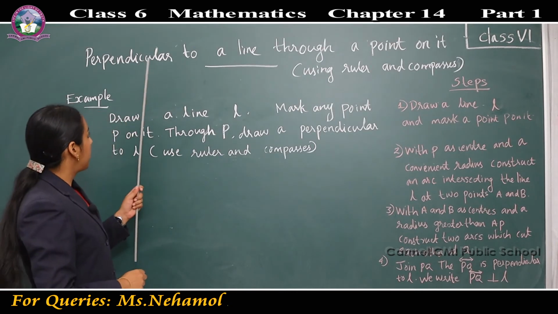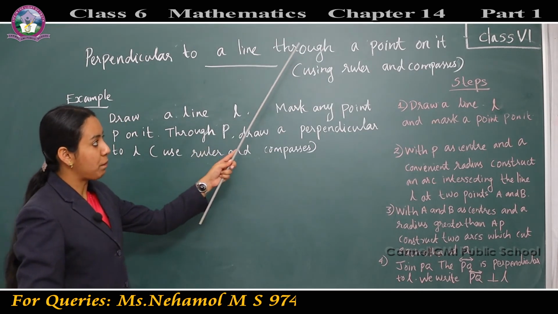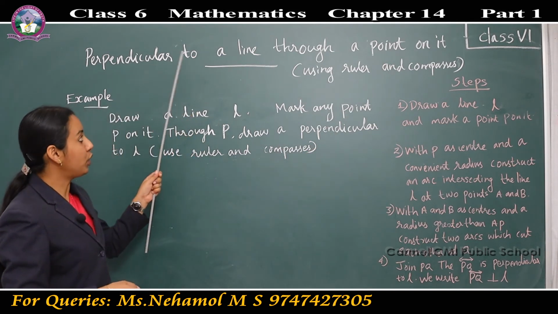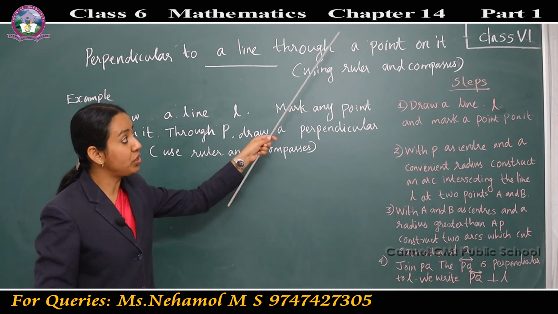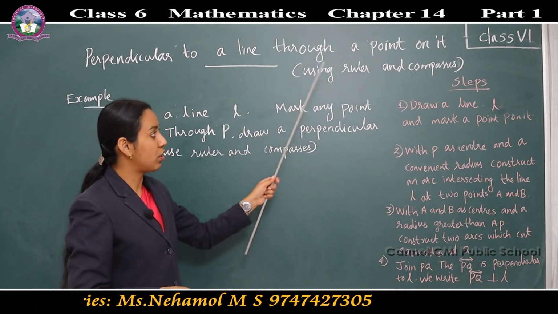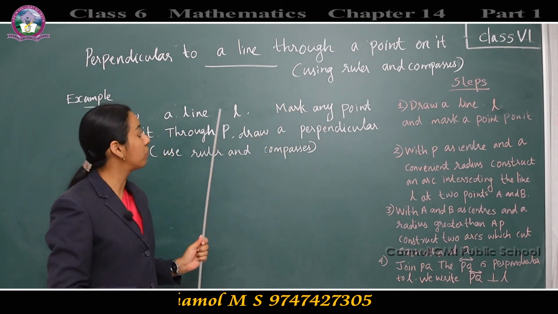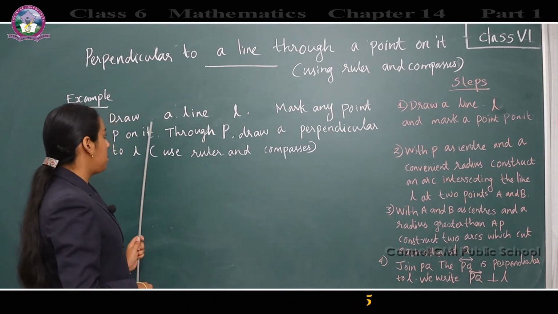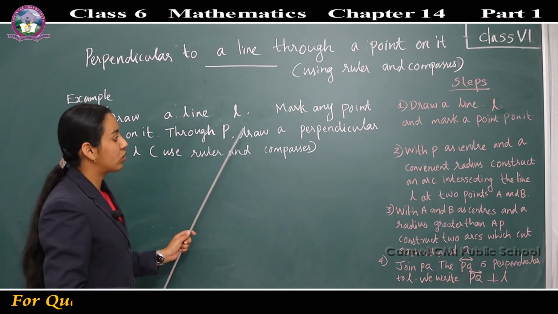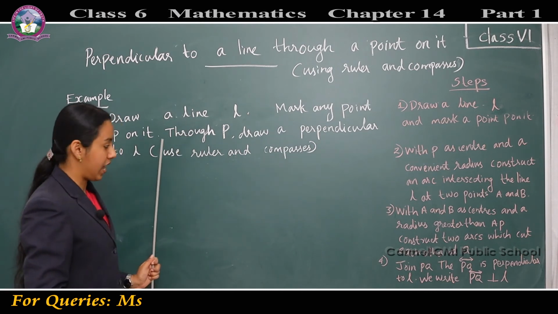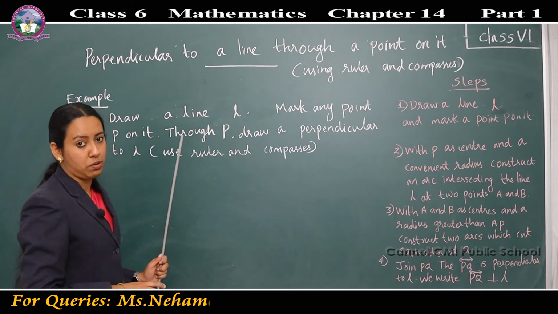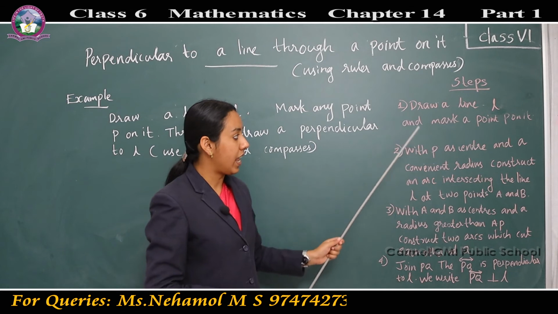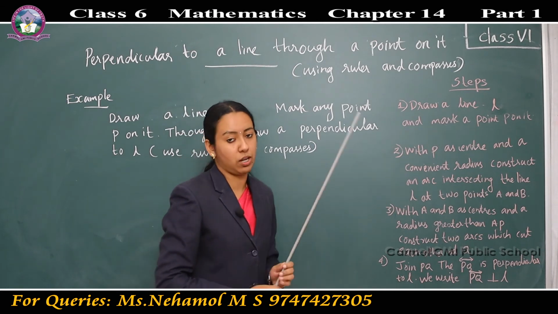Next one, perpendicular to a line through a point on it. How to draw a perpendicular to a line through a point on it using ruler and compasses. We can go through an example. Draw a line L, mark any point P on it. Through P, draw a perpendicular to L. Use ruler and compasses. We have to follow certain steps. First, draw a line L and mark a point P on it.